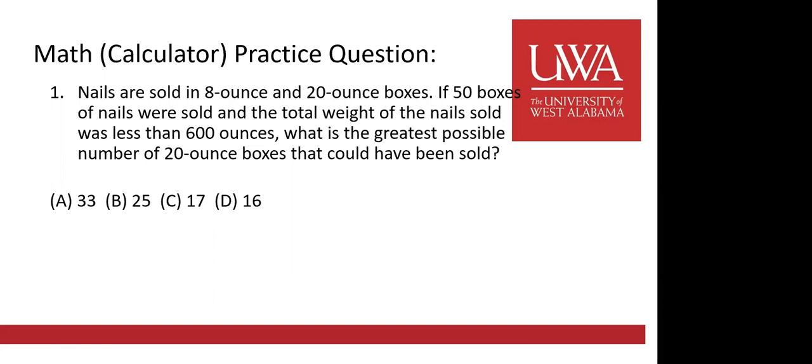Okay, this is an example of one of the questions on the calculator allowed portion of the test. Nails are sold in 8-ounce and 20-ounce boxes. If 50 boxes of nails were sold and the total weight of the nails sold was less than 600 ounces, what is the greatest possible number of 20-ounce boxes that could have been sold? A, 33, B, 25, C, 17, or D, 16. Take a moment to look at that. Work that out if you'd like to.